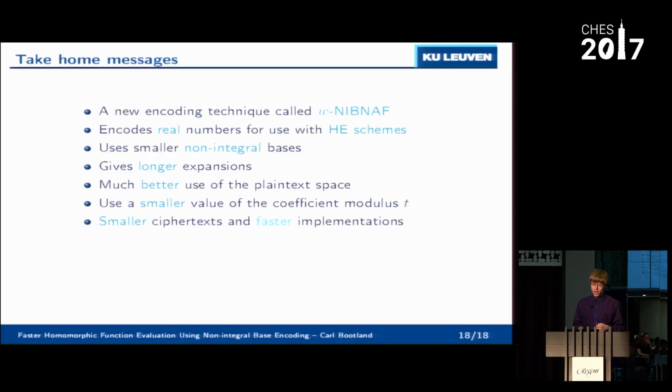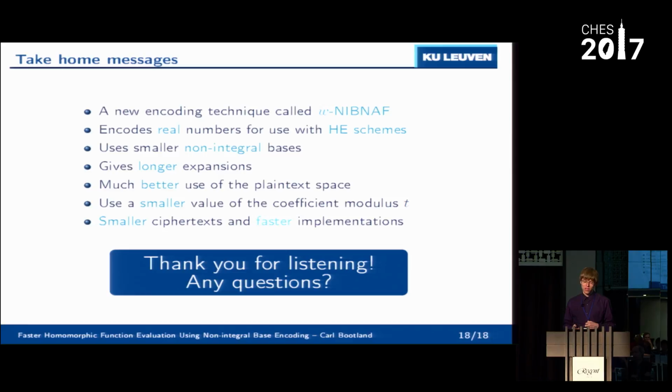So what are the take-home messages from this presentation? Well, first we introduced a new encoding technique called WNibNAF. It encodes real numbers for use with homomorphic encryption schemes. And it uses a small non-integral base to do this, which gives longer expansions. And this makes much better use of the plaintext space. This allows us to use a much smaller value for the plaintext modulus T. And this gives much smaller ciphertexts and faster implementations. So that's my talk. Thanks for listening.